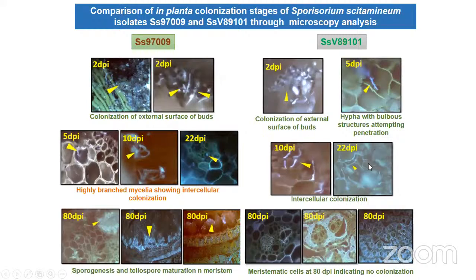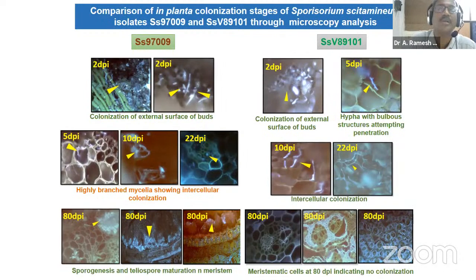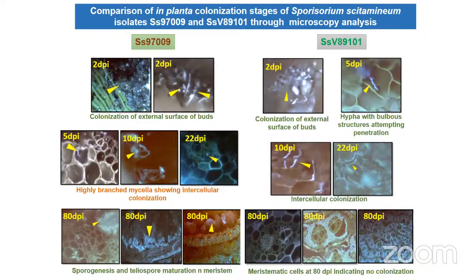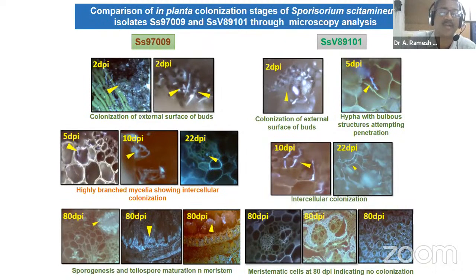Well, we also proceeded with comparing the intense colonization using the two distinct pathotypes, challenge inoculating a smut susceptible variety. You could see a very clear distinction between the intense colonization observed with the highly virulent pathotype, whereas you could see very sparse or just negligible traces of colonization in the less virulent isolate.